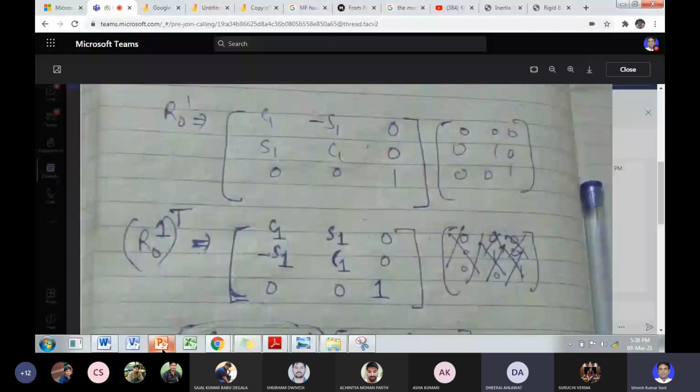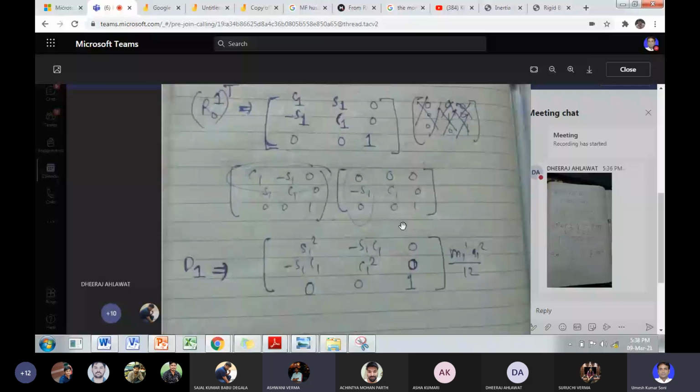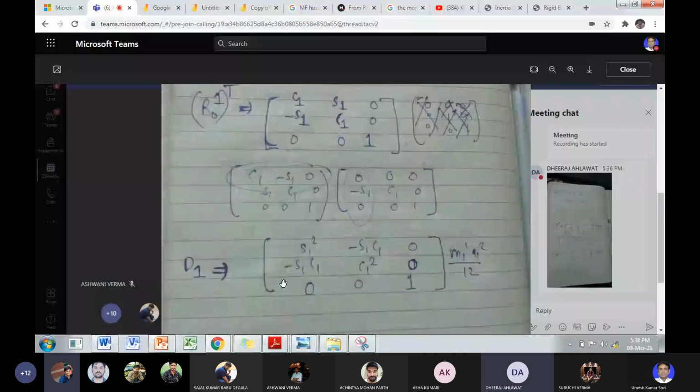So D1, diagonal. M1 is the... So for D10 you have taken the element M A square upon 12, and how have you calculated this here? This is, I think, not correct explanation. I multiplied the three matrices, sir, R10.